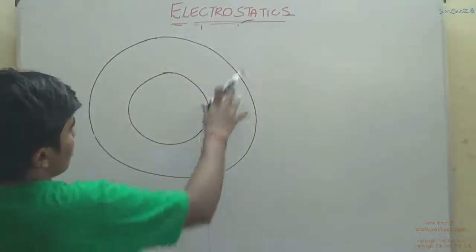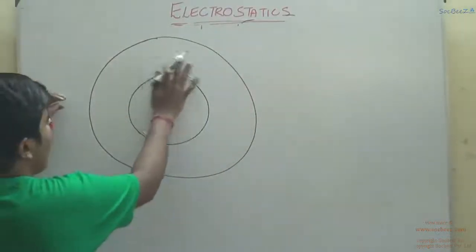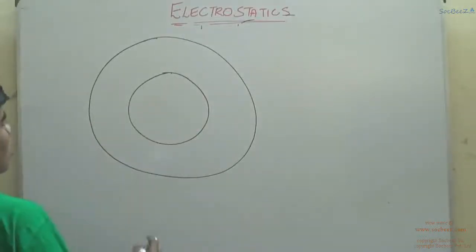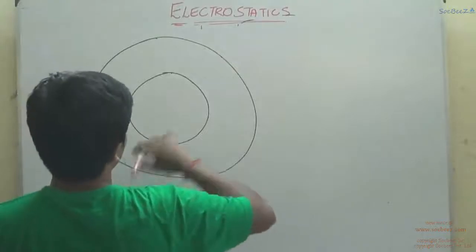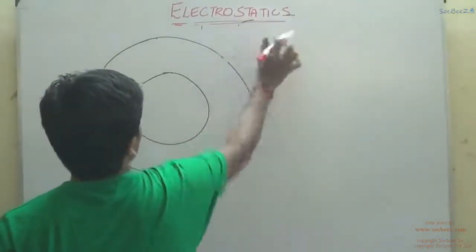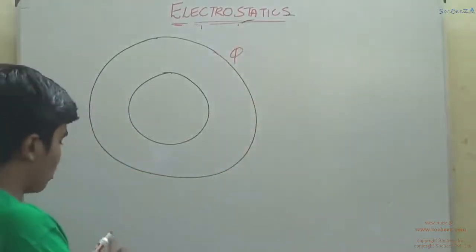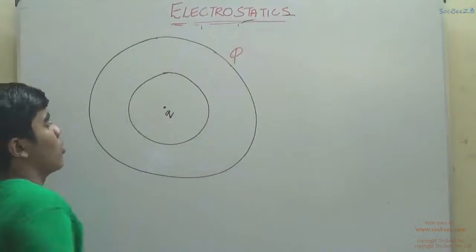Suppose this is a spherical conductor with a hollow space inside. The conductor has a net charge plus Q. Now also in this hollow space there is a charge, small q.